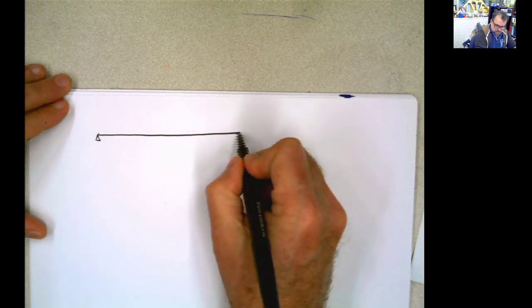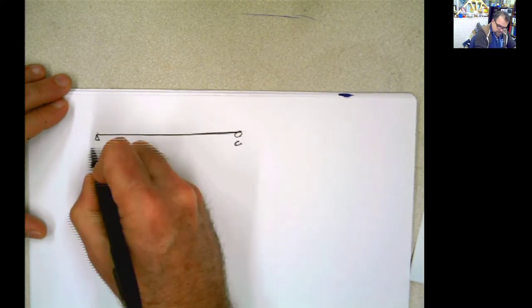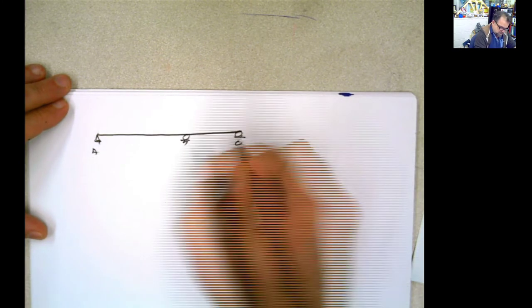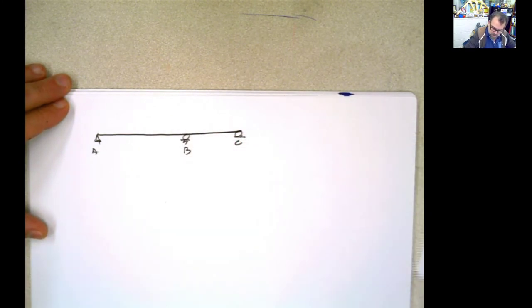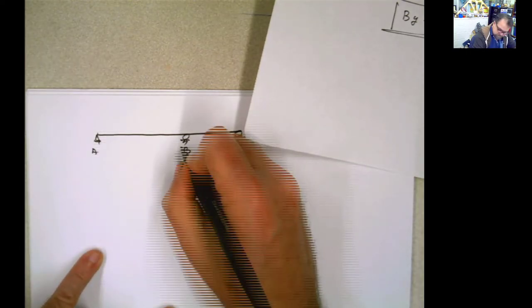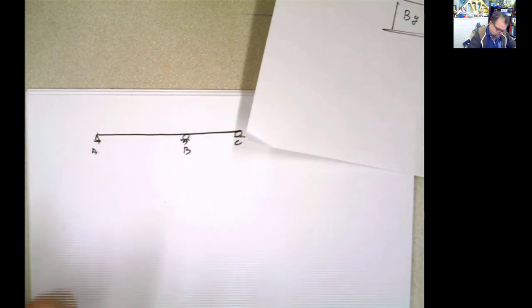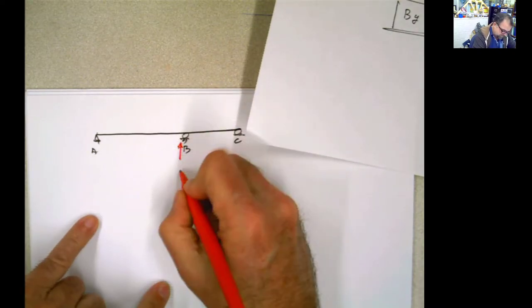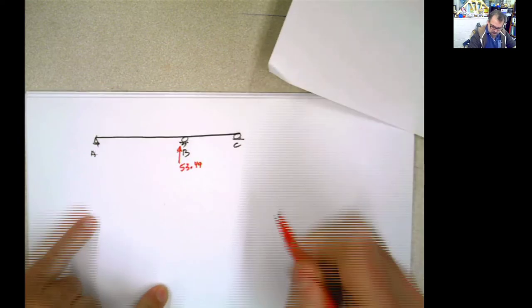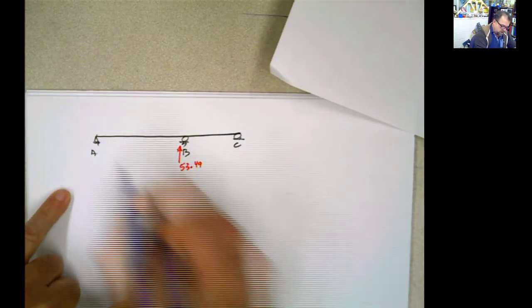So we have this: C, A, B, and the value that we just calculated was 53.49 kip. This is a distributed load here on top.